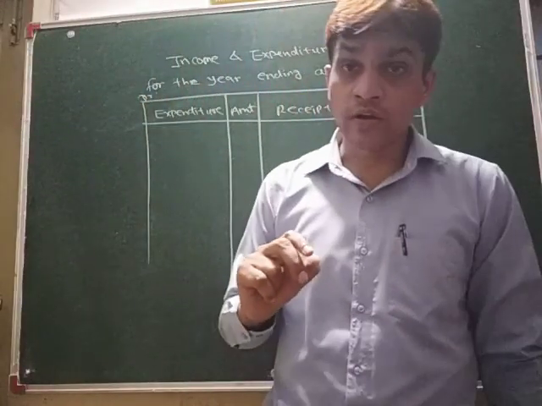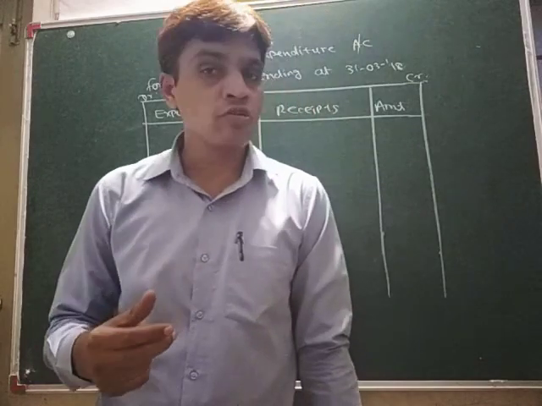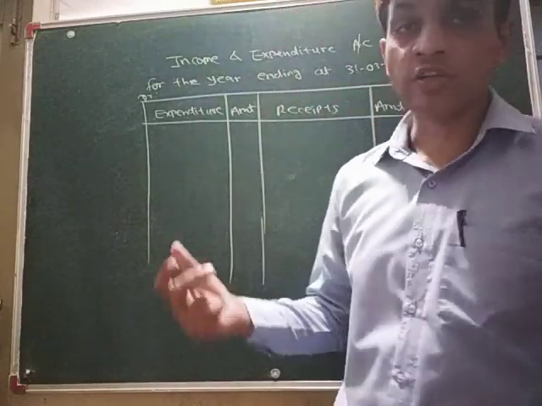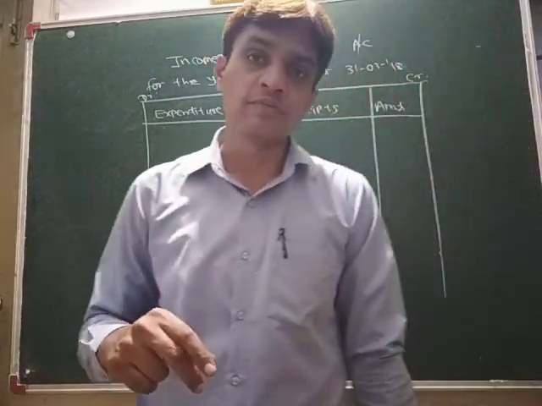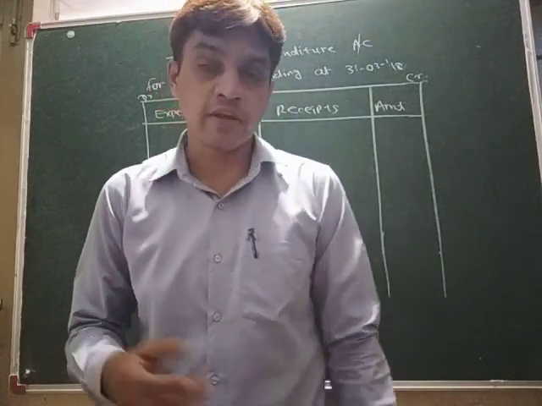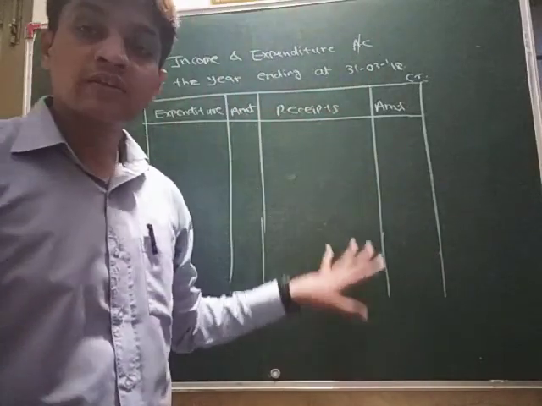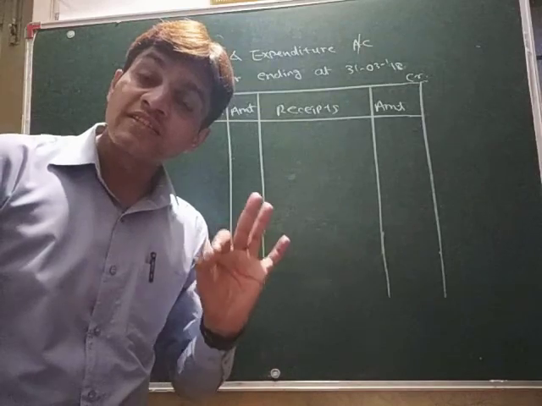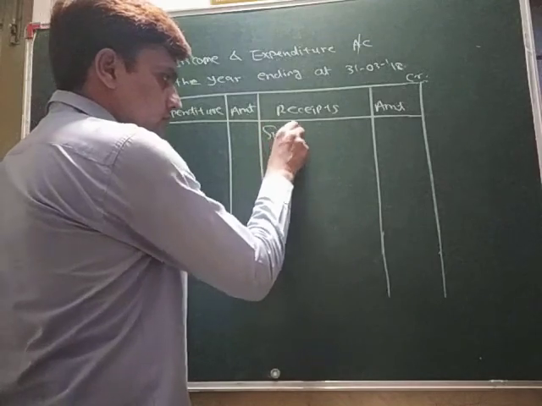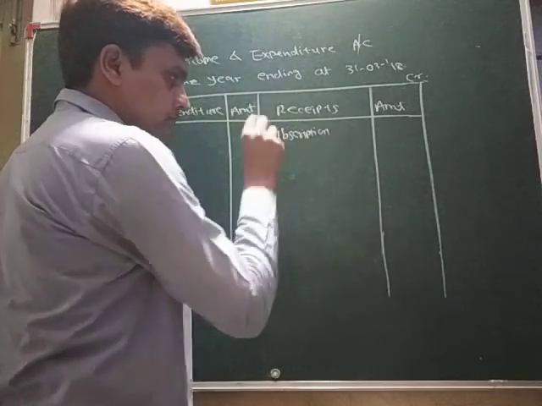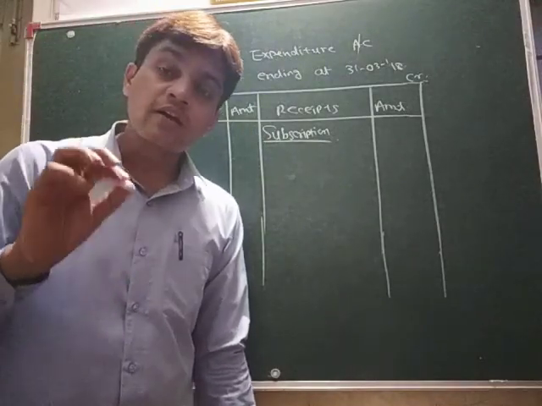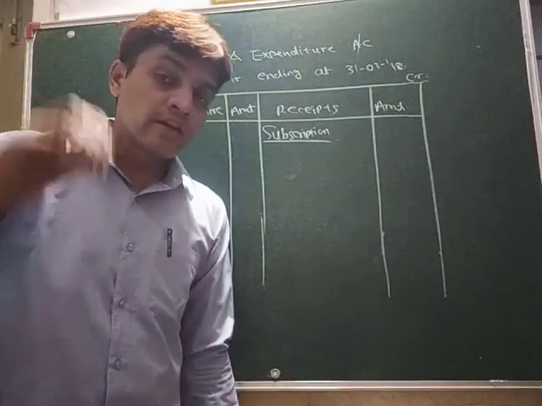Okay friends, I feel that you have recorded the question in your notebook, and now we will try to solve it. We have the income and expenditure account format here. As we know, subscription is a receipt for us, so on which side will we record it? Of course on the receipt side, because it's a receipt for us. So we will give the title of subscription here. Now first of all we have to write the current year subscription which is given in the beginning.